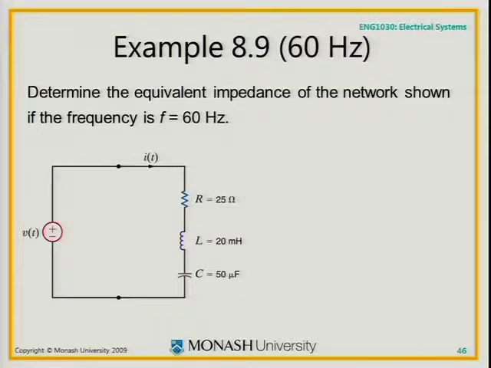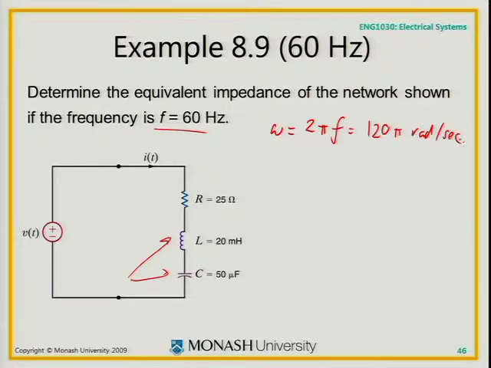So in this example, it says, determine the equivalent impedance of the network shown if the frequency is 60 hertz. It's again a series combination, but now we add a resistance in as well. So what do you need to know? Well, firstly, what's omega? Does it equal 60? No, 2 pi times 60, 2 pi f, which equals 120 pi radians per second.